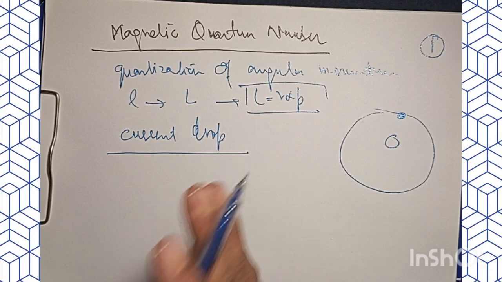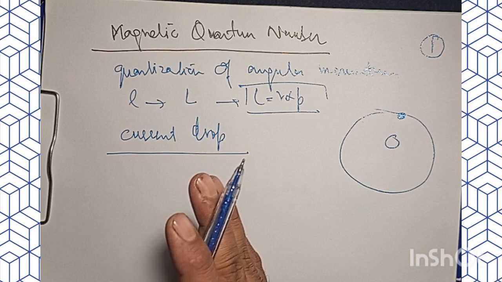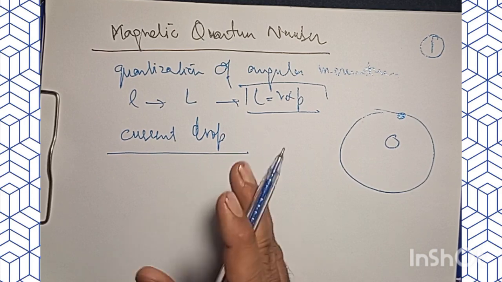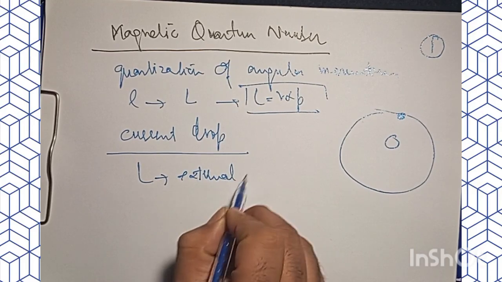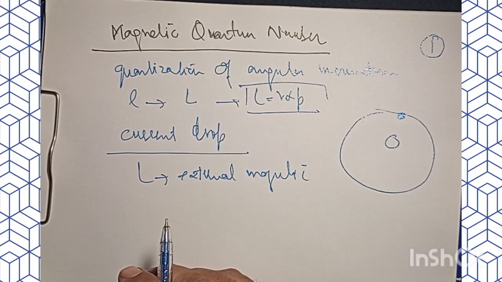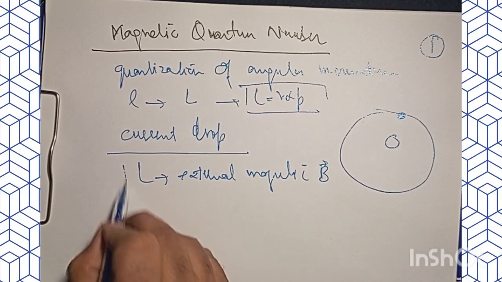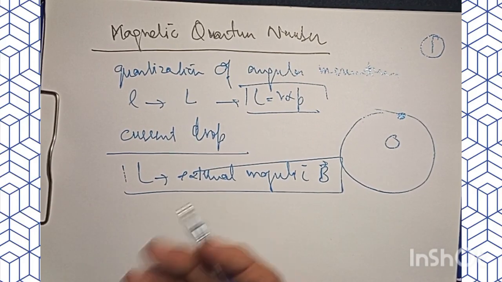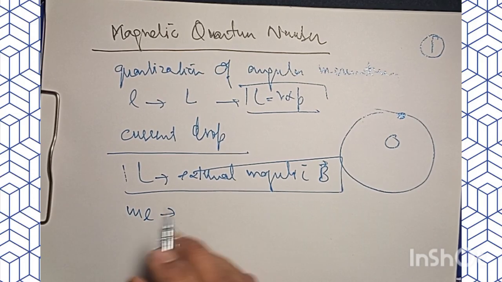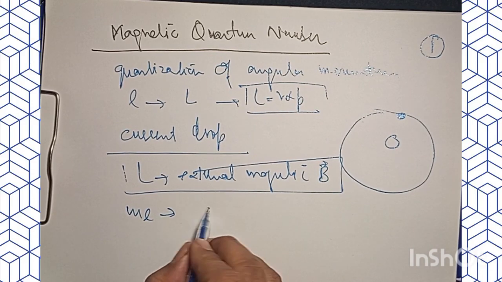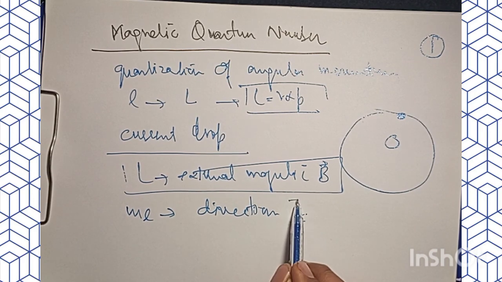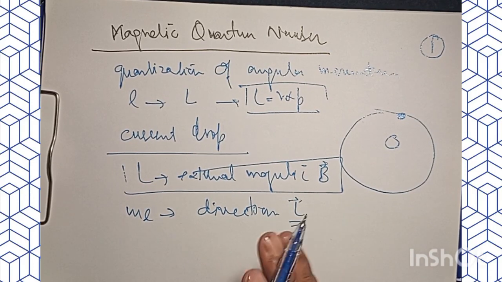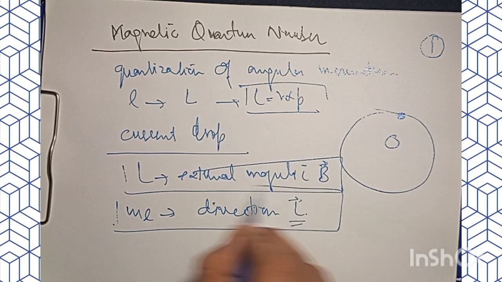Hence, an atomic electron possesses angular momentum, and this angular momentum interacts with an external magnetic field, say B. It is the magnetic quantum number that specifies the direction of L, by determining the component of the angular momentum vector in the field direction. This phenomenon is referred to as space quantization.